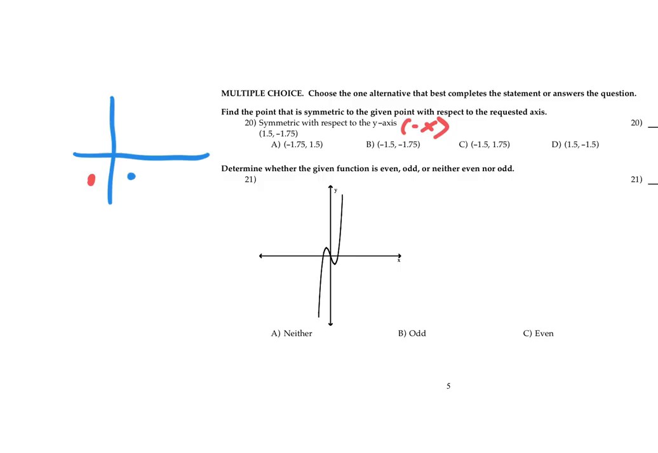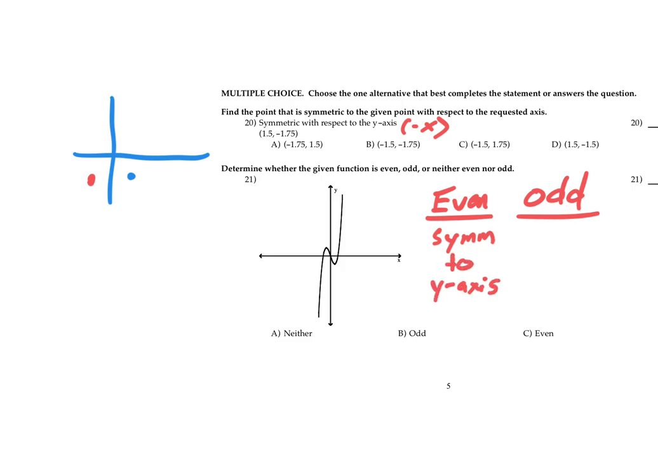Okay, and then the last one, I'm not going to make you show the work on this one. I know we talked about doing this one algebraically as well. Just remember that if it's even, then it will be symmetric to the y-axis. And if it's odd, it'll be symmetric to the origin. And the easy way to remember that is odd is origin. Okay? O and O. And then even is symmetric to the y-axis.